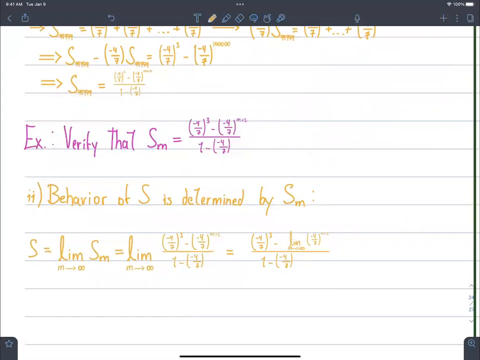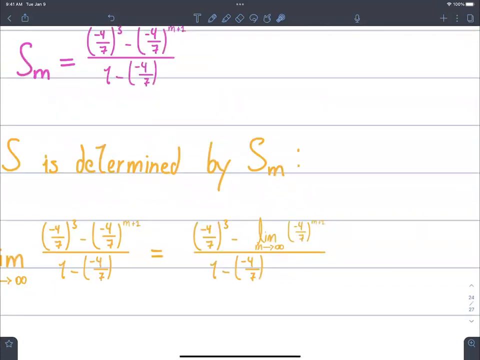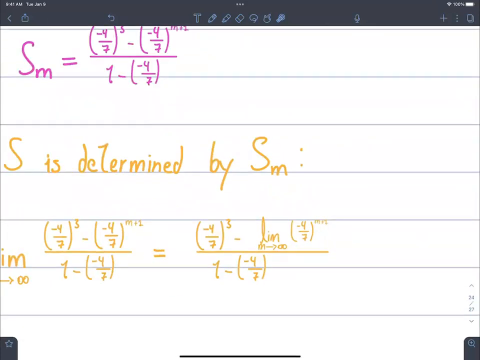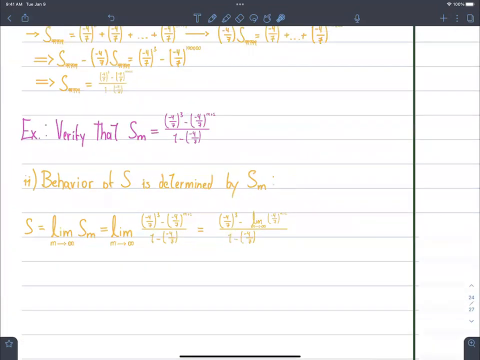And so, guys, the important thing about this is that minus 4 over 7 is a fraction which is less than 1. Okay? So as it's less than 1, the fraction's powers tend to 0, right? So this means this is equal to minus 4 over 7 to the third power over 1, plus 4 over 7 like that. Okay?